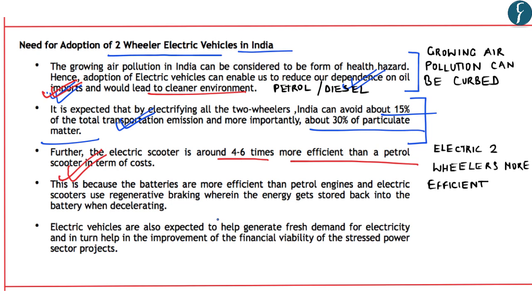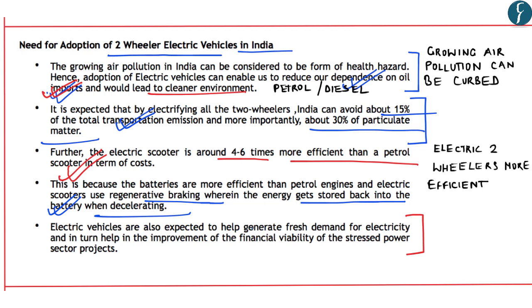Now, these electric vehicles are more effective and efficient because the scooters use regenerative braking, where the energy gets stored back into the battery while decelerating. So, when brakes are applied, it results in regenerative braking, which helps in storing energy back into the battery. So, it is also very fuel efficient in that way.